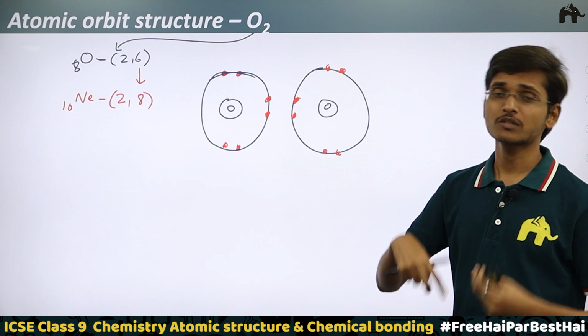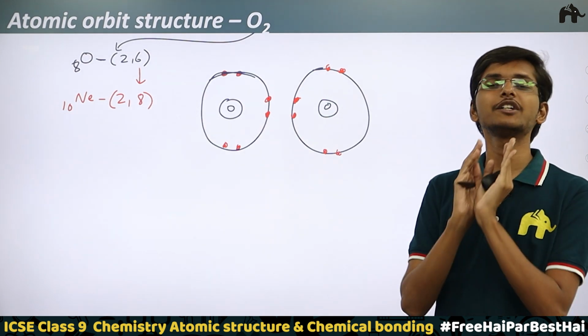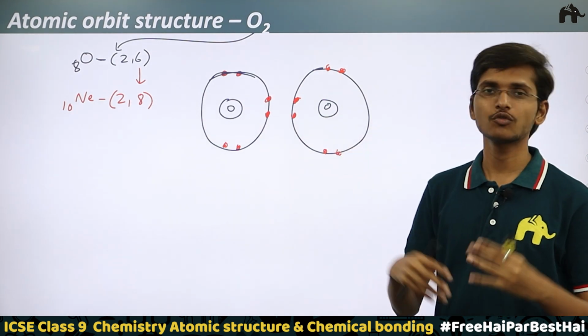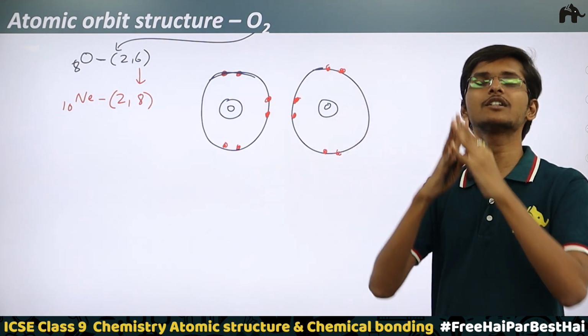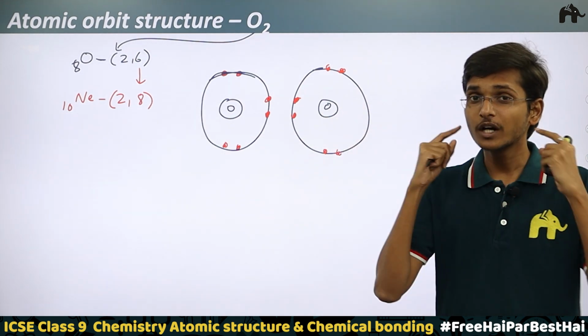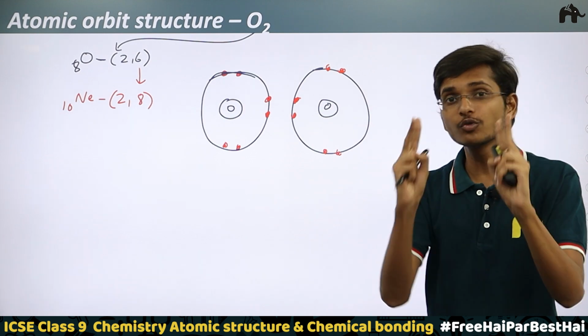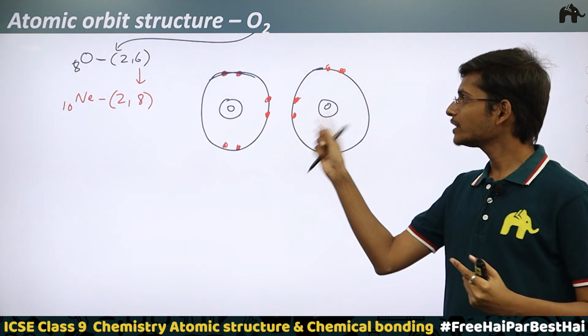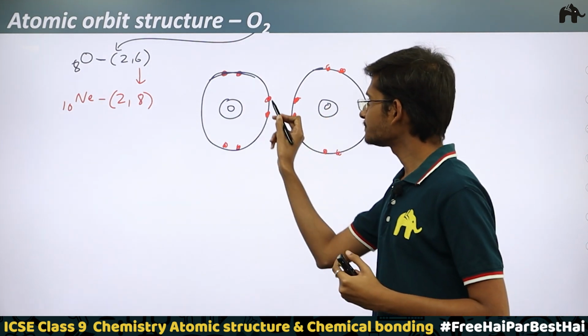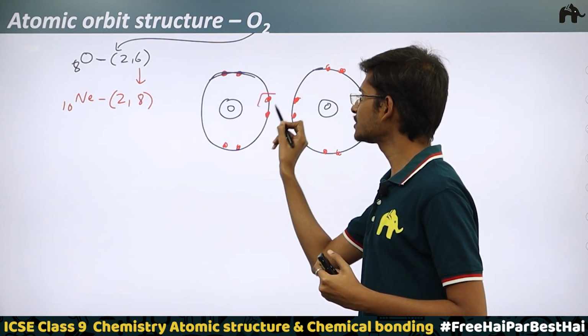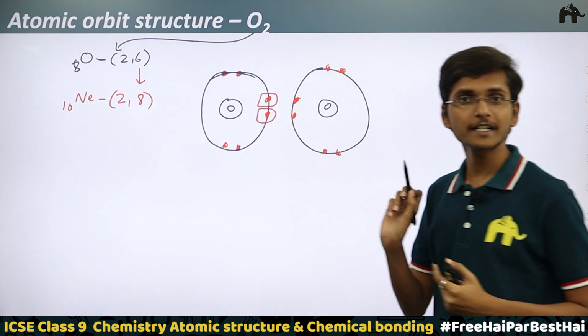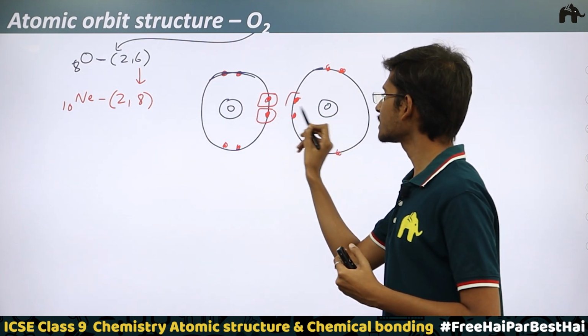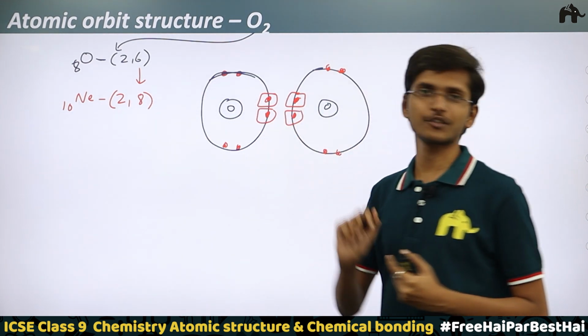Each atom needs 2 electrons, but neither of them is ready to give 2 electrons completely to the other atom. So what they would do is share the 2 electrons. Correct, you heard it right. Each oxygen atom here would share these 2 electrons with the other oxygen atom.